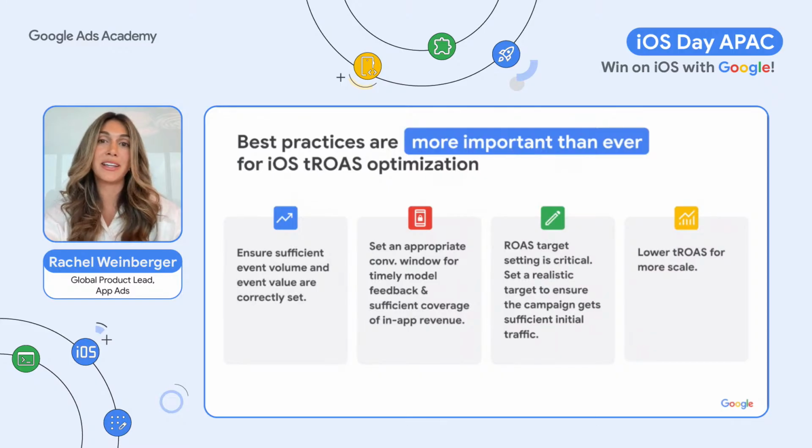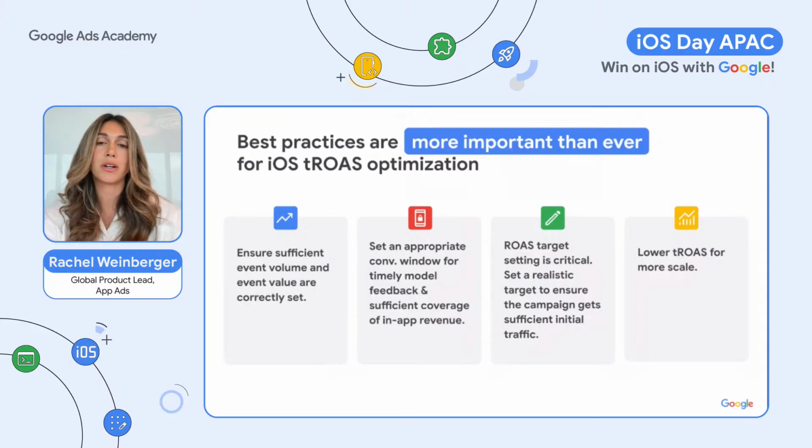The first one is making sure that the selected event you're optimizing for has a minimum of 10 unique events per day that ideally are dynamic values. And we're looking for 10 at a minimum, but the more, the better. And this is IDFA or opted-in conversions. I also want to mention that it's not only SKAN conversions, it's the consented conversions here that will really make a difference.